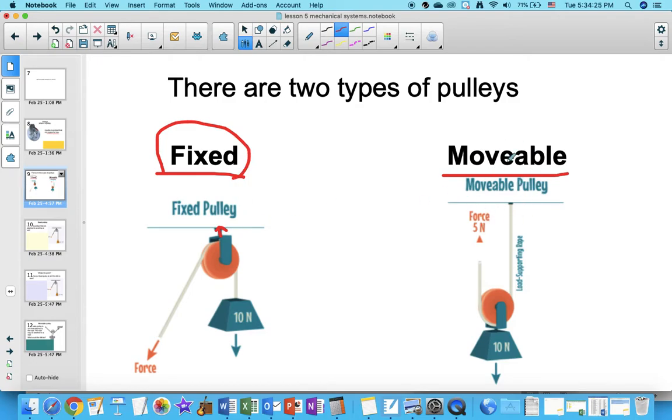In this case, we have a movable pulley. This is a movable pulley because you can see that this pulley is not attached to anything. It's not attached to the ceiling. It's not attached to anything other than the weight, and the weight can be removed. So this pulley can be moved anywhere. And so we call this a movable pulley because this pulley can be inserted or removed as you see fit.